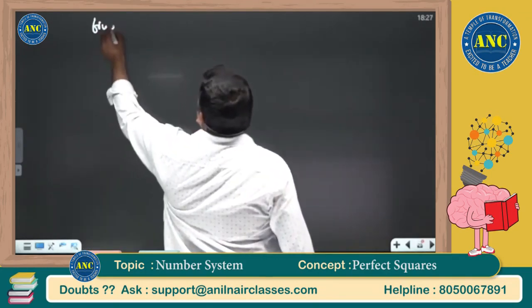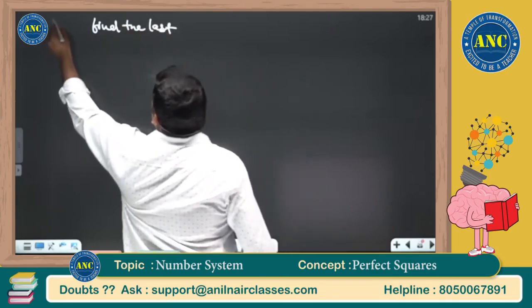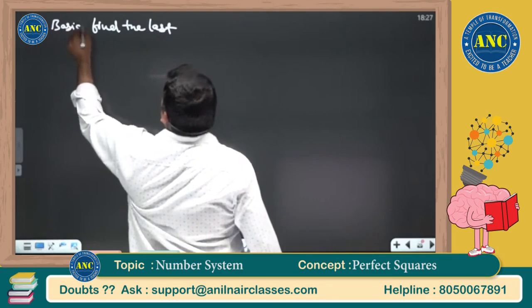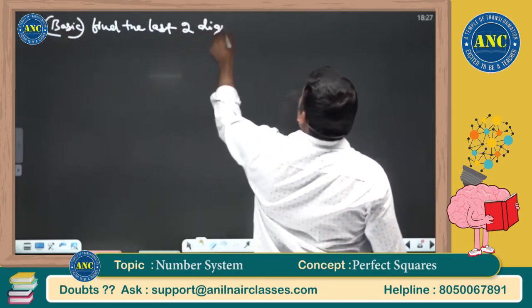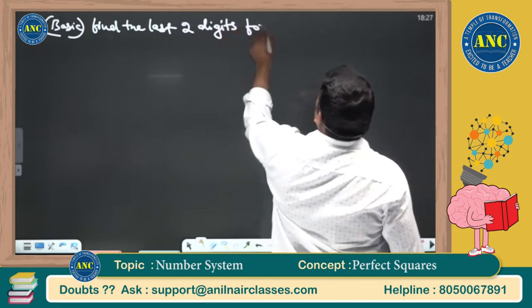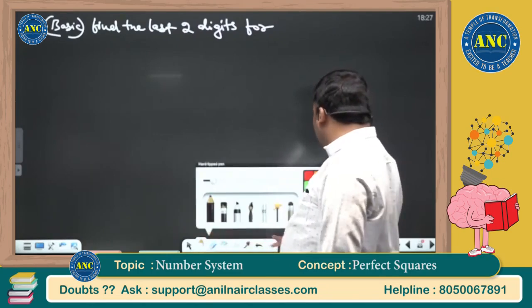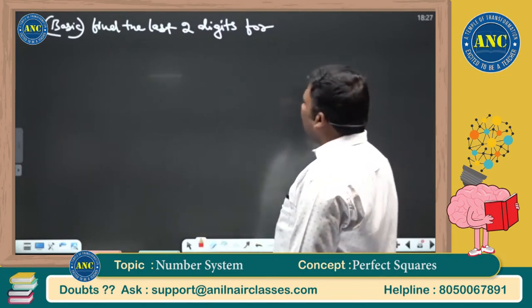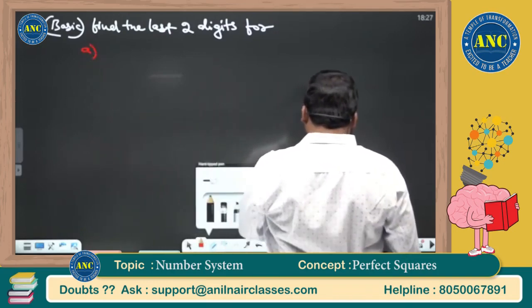Find the last 2 digits for the basic level. Then we will go to the advanced level. Find the last 2 digits for. Listen carefully, sir. I'll just take 8 to 10 questions. First question.